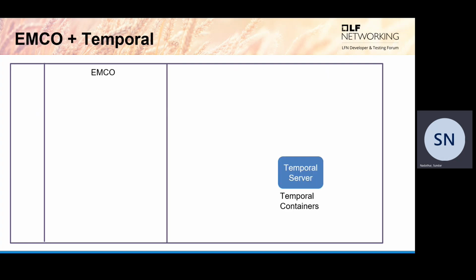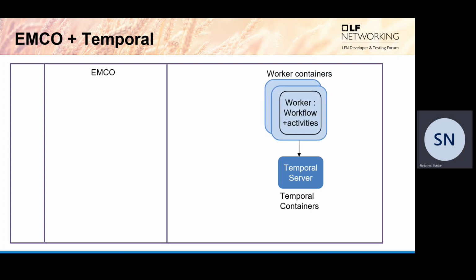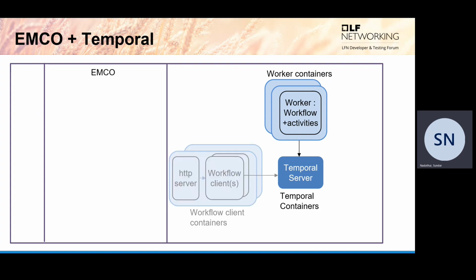Let us now look at how temporal can be integrated with the EMCO. In a cloud-native deployment, the temporal server will be deployed as a container running in one or more Kubernetes pods. The worker processes will also be deployed as Kubernetes pods, perhaps in a different cluster. They may be deployed with a Helm chart across one or more clusters, possibly by EMCO itself. A single worker can execute many tasks for many different workflows.